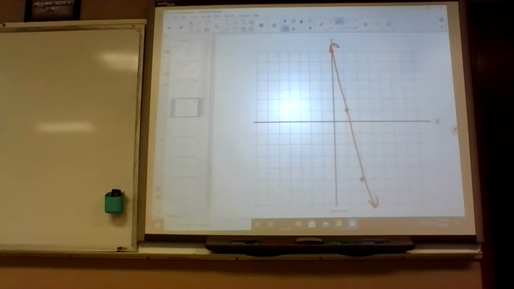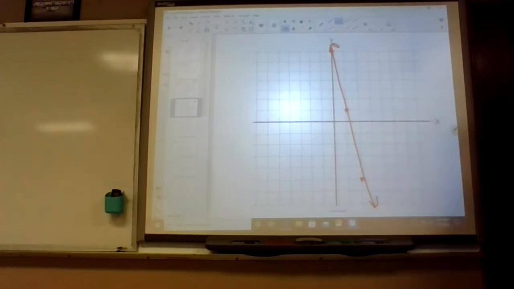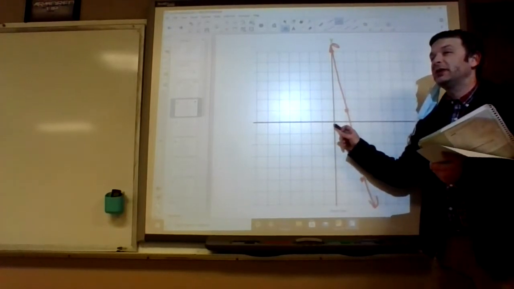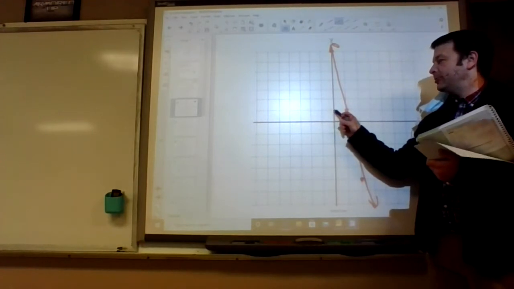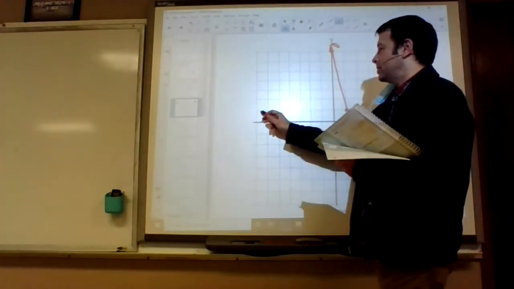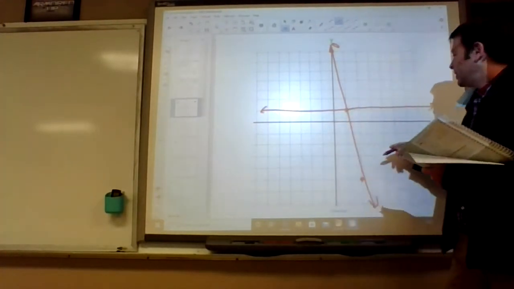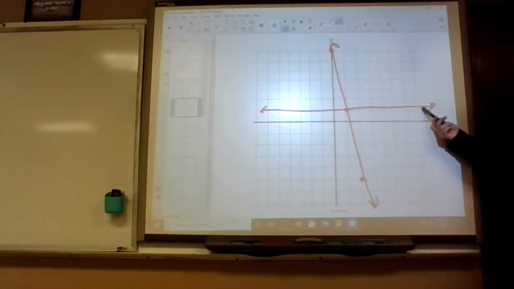y equals 1. What does that look like? You start at 0. How did we graph y equals 1? Go up to 1 on the y-axis and draw a horizontal line. All these points on this horizontal line have a y value of 1. That's why it's called y equals 1.